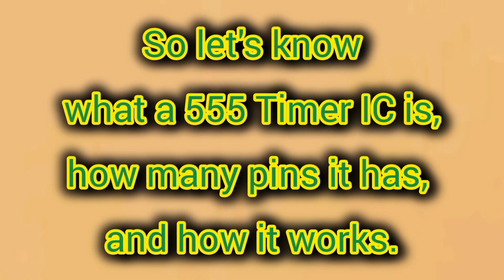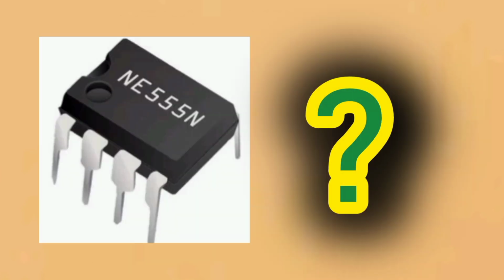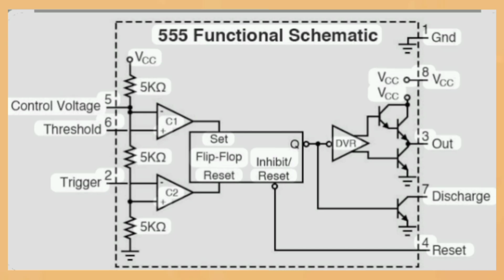So let's know what a 555 timer IC is, how many pins it has, and how it works. First of all, let's talk about what the 555 timer IC is. This IC is usually available in 8-pin package. It contains several important electronic circuits, including two comparators, an SR flip-flop, and a discharge transistor. All of this together makes it an excellent IC.